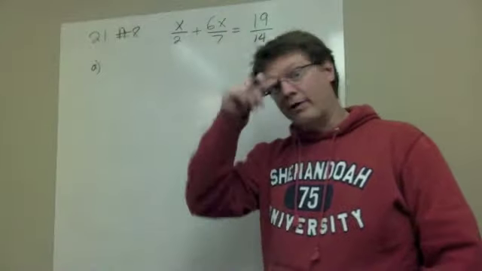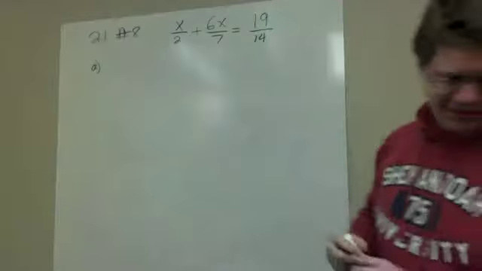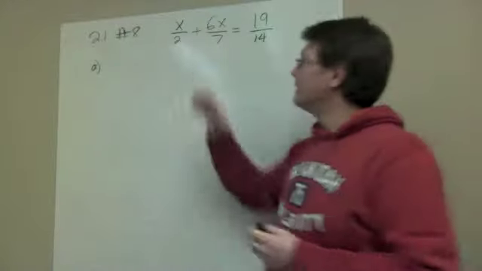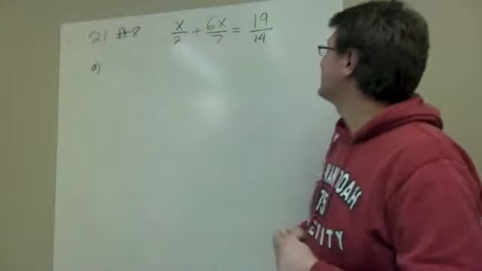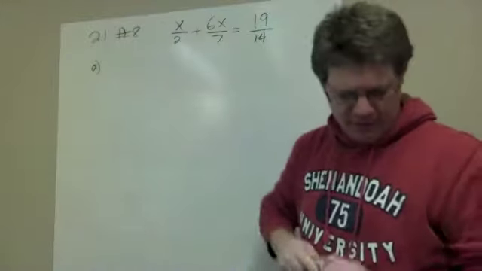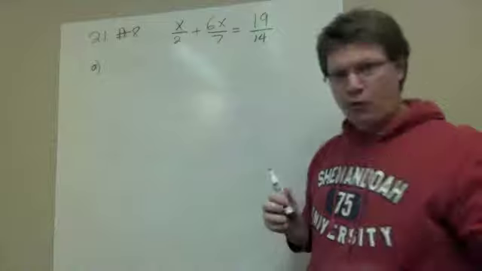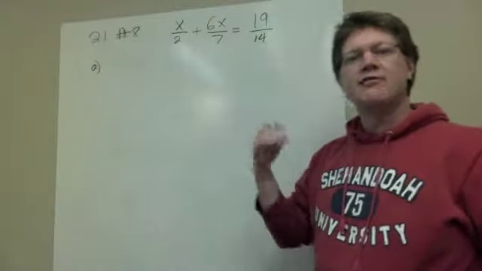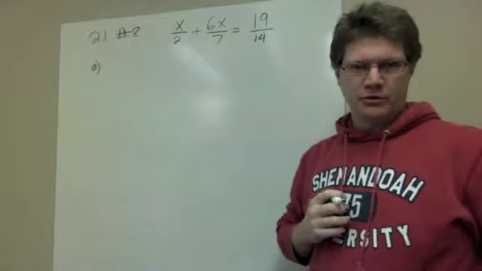So this is one we're going to look at, section 2.1, number 8, where the problem we're given is x over 2 plus 6x over 7 is equal to 19/14. And we're told to test out 4 particular values for x, or input values, and check and see if they give us a legitimate solution.